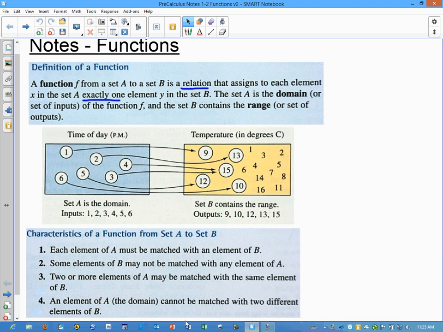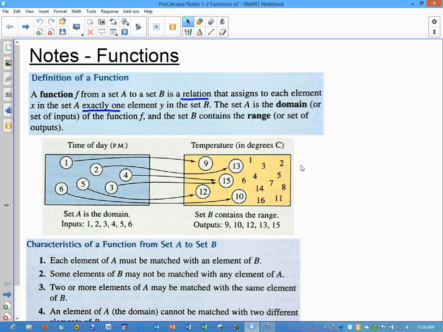But what does cause it not to be a function is this last one here. An element of A, which is the domain, cannot be matched with two different elements in B. And this is where we have that exactly one idea. In other words, at 3 o'clock, I can't say it's 15 degrees and it's 12 degrees. That would not be realistic. That would not work. So if you want to think of time of day and temperature to keep your head straight on these rules, then you can do that as well.